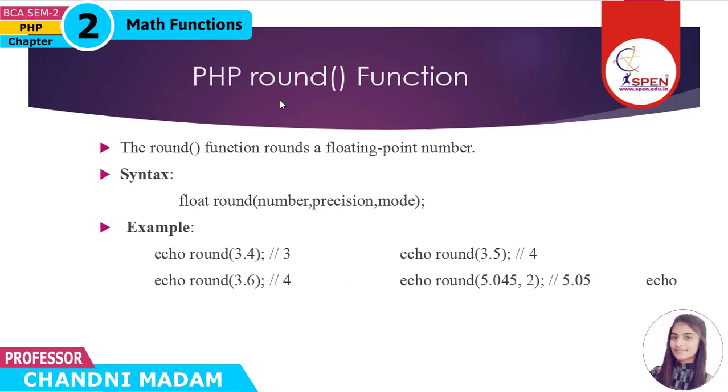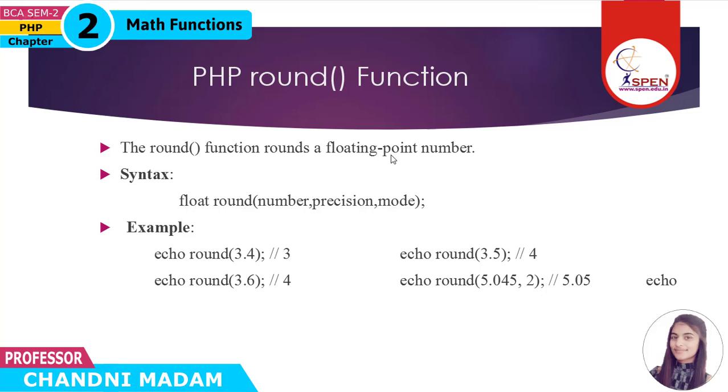Our next function is round. This function rounds your floating point number. The round function takes 3 parameters. First is number, which is a required field. It specifies the value to be rounded. Next is precision, which is an optional value. It specifies the number of decimal digits to round to. The default value is 0. Next is mode.